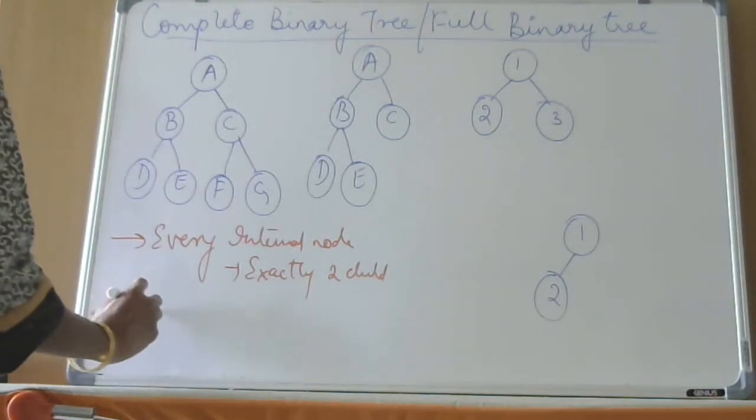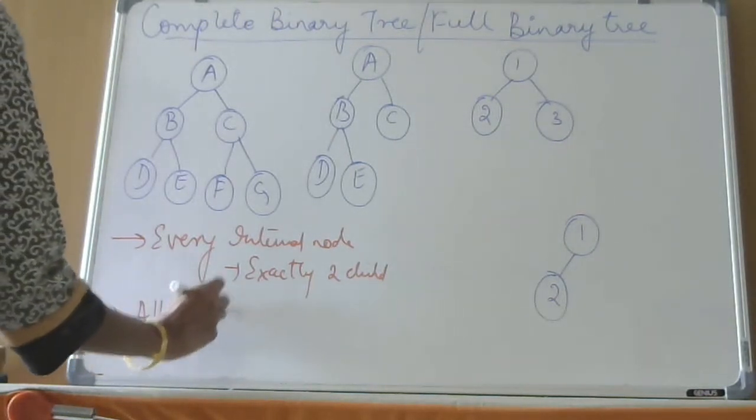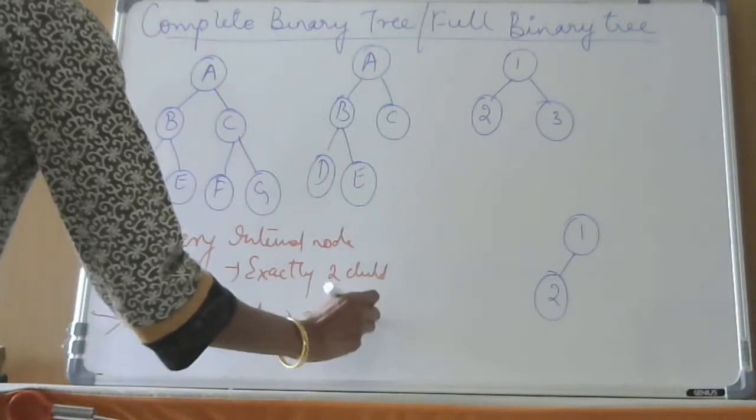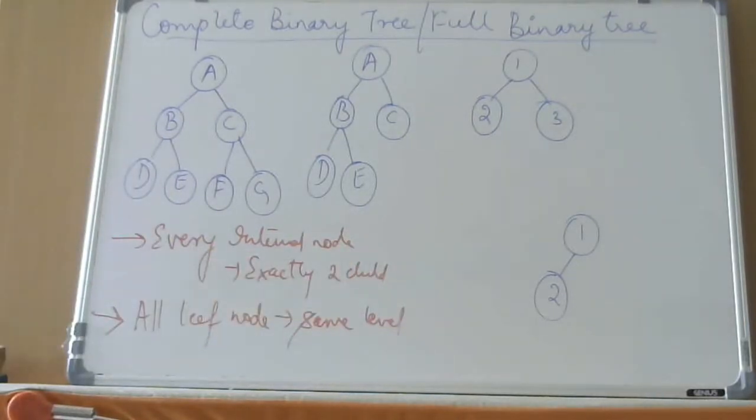The second one is all the leaf nodes are at the same level. That is the second property of a complete binary tree or a full binary tree.